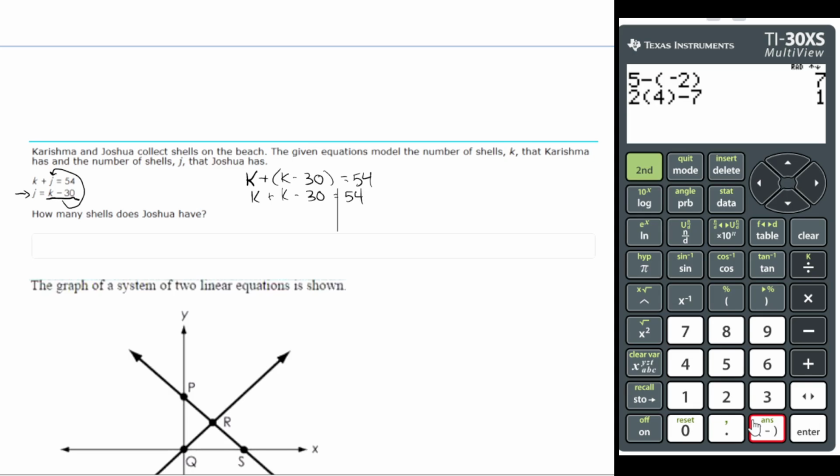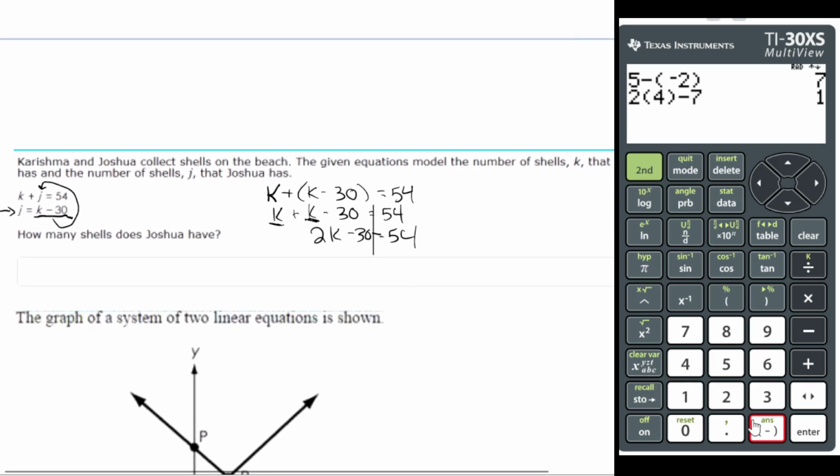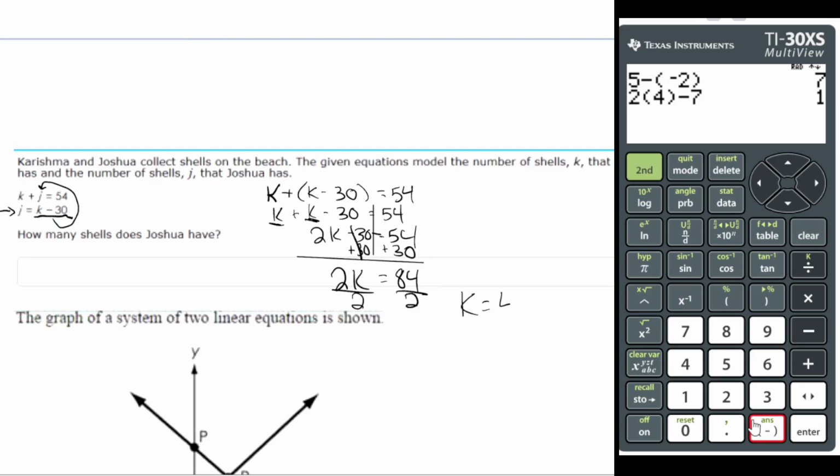Distribution? None. Combine like terms on the same side of the fence. We have k plus k. K plus k is 2k minus 30 equals 54. All of our variables are already on the same side of the fence. So we go to undo addition and subtraction on the same side of the variable. So we got to get rid of this negative 30. We get rid of the negative 30 by doing the opposite and adding 30. That leaves us with 2k equals 54 plus 30 is 84. Undo our multiplication by dividing by 2. You get k equals 42.